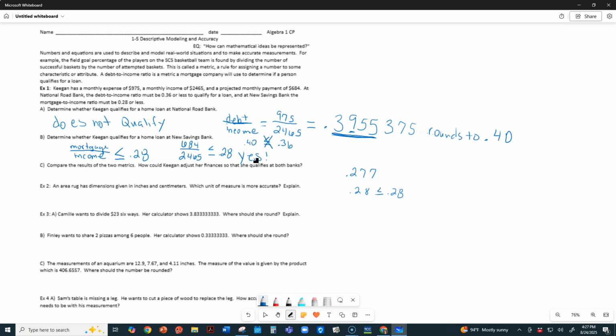Okay, compare the results of the two metrics. A metric is just a measurement, a number, something that we use to measure. And here we're using this ratio to measure if he qualifies or not. How could Keegan adjust her finances? Sorry, I've been referring to it as him. Keegan adjust her finances so that she qualifies for both loans. So they want to know, how can we make this one smaller? We can make this one smaller by making the numerator smaller, reducing her debt. She needs to reduce her debt.